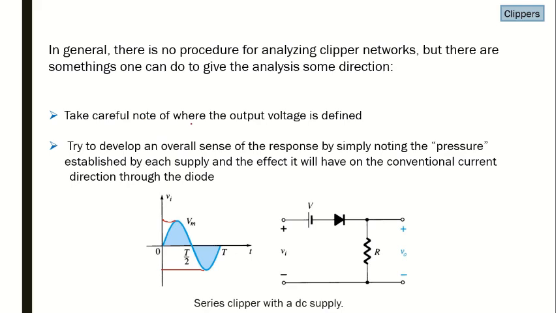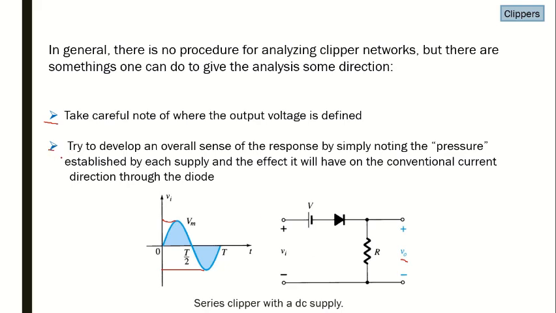So what we can do to analyze a circuit is, first, take careful note of where the output voltage is defined. Here in this case the output voltage is defined across the resistor R. This is definitely a series clipper. So in the first case, we have already identified where the output voltage is defined. The output voltage is defined at the voltage V0.